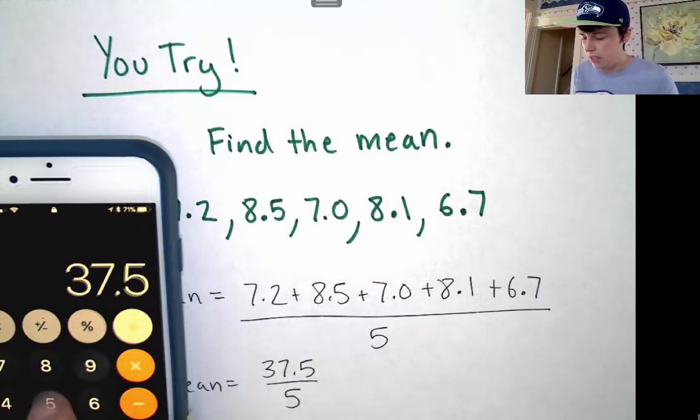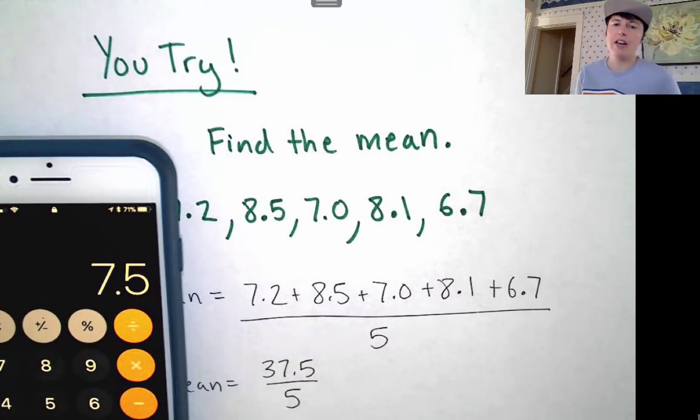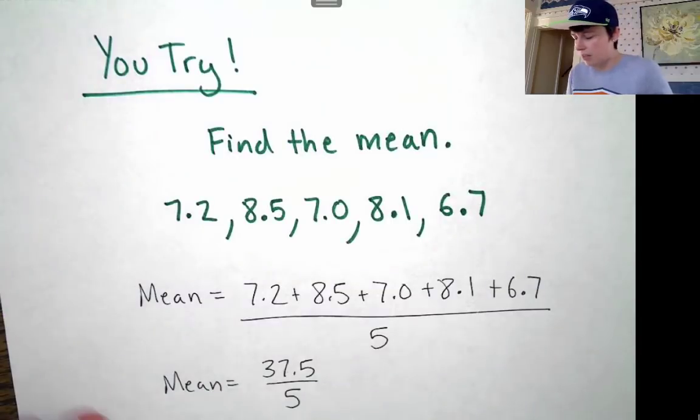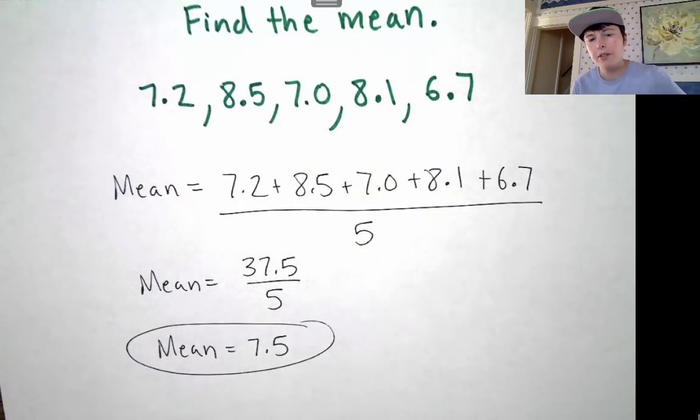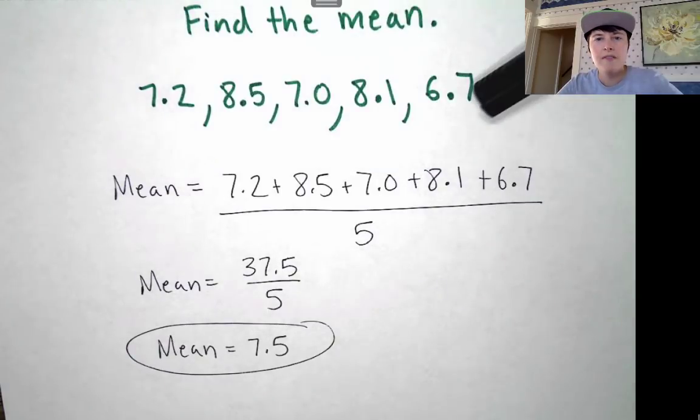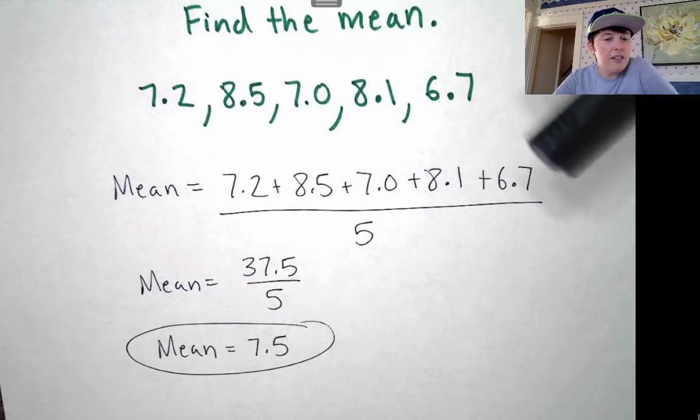So hopefully you already did this and you got 7.5 as your number. That makes a lot of sense to me. So mean is equal to 7.5. I'm going to circle that. So out of these numbers, on average, you expect a score of 7.5 or a data point of 7.5. I don't actually know what these numbers mean, but somebody collected them and they want the average.